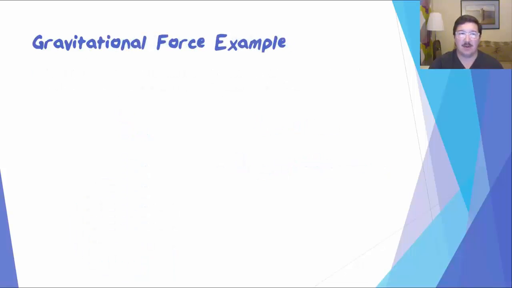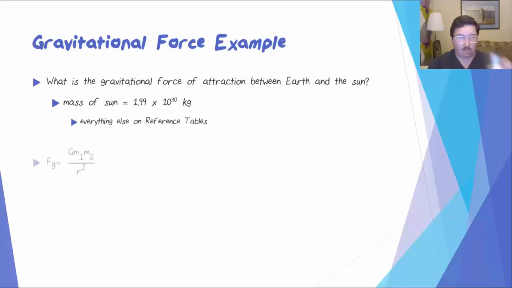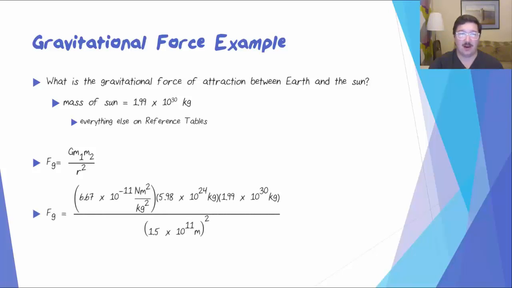Let's take a look at an example of the gravitational force. What is the gravitational force of attraction between Earth and the Sun? Well, I need to tell you that the mass of the Sun is 1.99 times 10 to the 30 kilograms. Everything else we need to know is on your reference tables. As always, we'll start with the equation, Fg equals G m1 m2 over r squared, and we'll plug in all the information that we know.